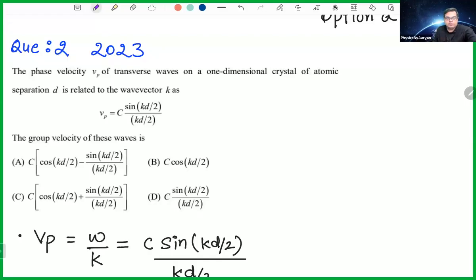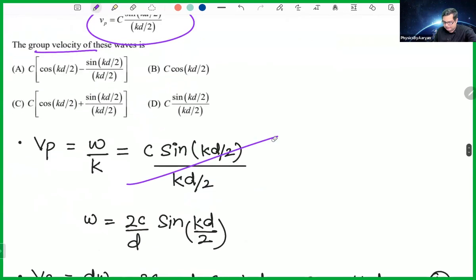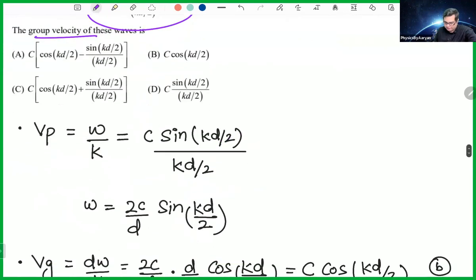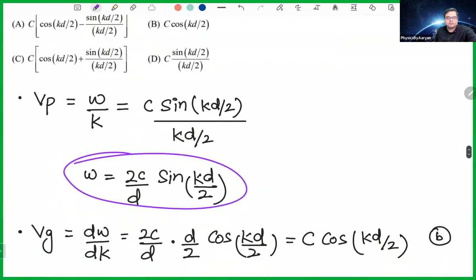The phase velocity Vp of the transverse wave in one dimensional case. In this case, they have indirectly given you the dispersion relation, not directly. What they have given you is the phase velocity, and they are asking you for the group velocity. Phase velocity is omega by k, and it is given as c sine kd by 2 divided by kd by 2. I can cancel k on both sides. So omega is 2c by d into sine kd by 2.